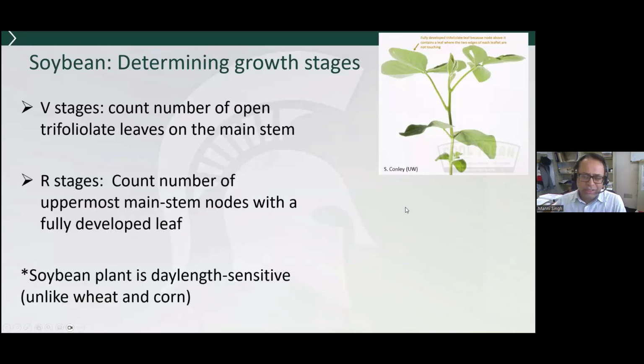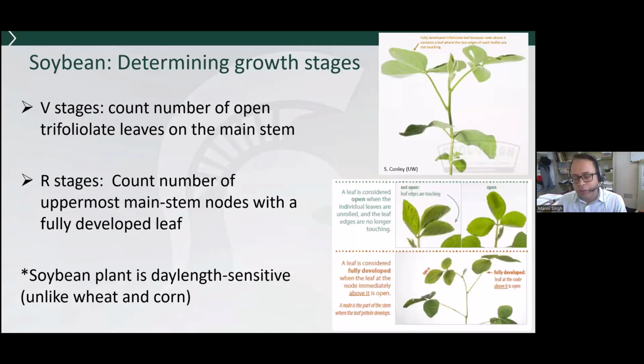Relatively easy. This plant is different from wheat and corn because it's day length sensitive. So in terms of the start of reproductive stages, that does play a role. We generally have a rule of thumb that the plant only starts flowering after the summer solstice, June 21st. But based on planting time and the maturity group we are selecting, it can flower before that as well. And we determine our stages by counting the number of uppermost main stem nodes with a fully developed leaf. And you might ask, what's a fully developed leaf?